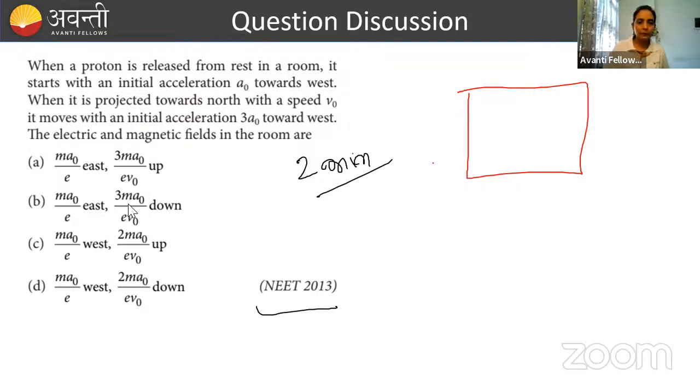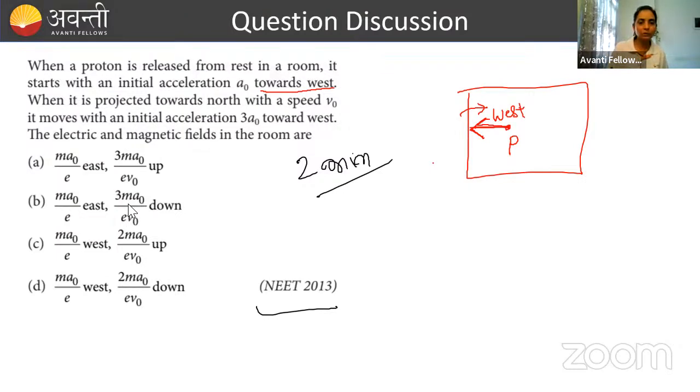ठीक है. तो यहाँ पे एक रूम में एक प्रोटॉन है हमारे पास जो कि रेस्ट में था. ठीक है, रेस्ट में हमने रख दिया एंड उस रूम में जाने के बाद it starts with an initial acceleration of a naught towards west. It starts moving towards west. So it started moving towards west. ठीक है.